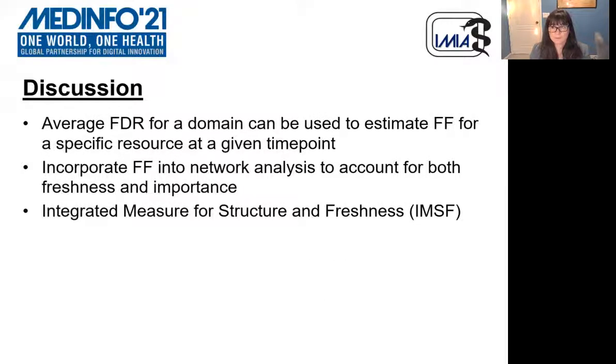Once the average FDR for any domain is determined, we should be able to use it to estimate the freshness factor for a specific resource at any given time point. We can then incorporate the freshness factor of each node into the broader network analysis such that we can generate an integrated measure for structure and freshness. This integration will apply the temporal consideration to each node within the network and subnetworks.